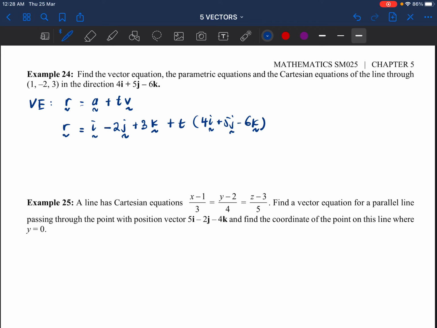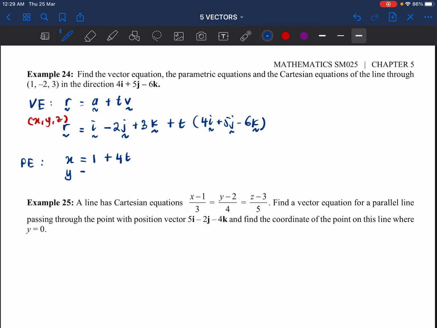To find the parametric equation, what we need is x, y, z. So this is x, this is y, this is z. Sorry, that was wrong, let me correct it. Our r is x, y, z. So we have x equals 1 plus t times 4, so we get x equals 1 plus 4t.